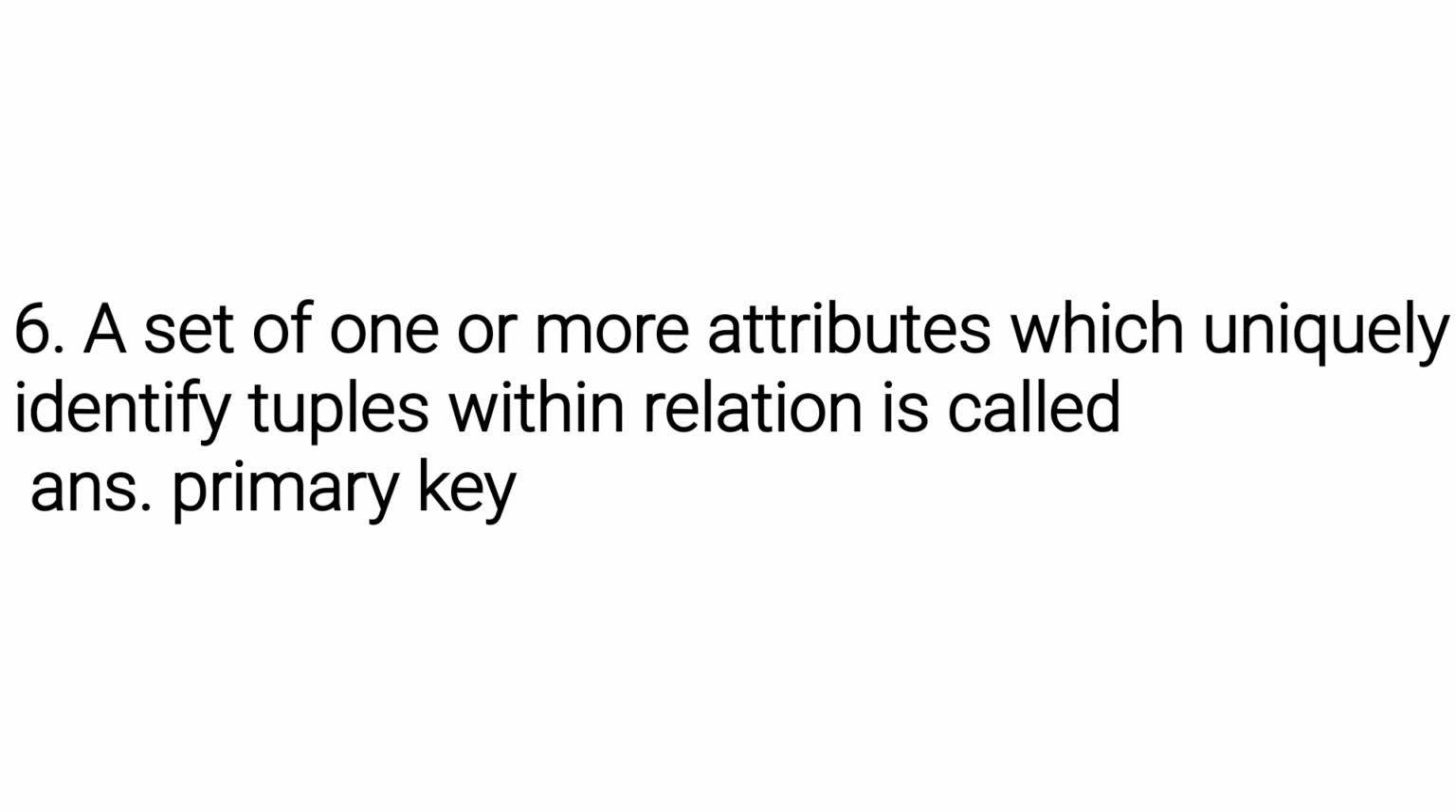And the next question is, a set of one or more attributes which uniquely identify tuples within a relation is called: Option A, candidate key. Option B, foreign key. Option C, primary key. Option D, composite key. And the answer is option C, primary key.